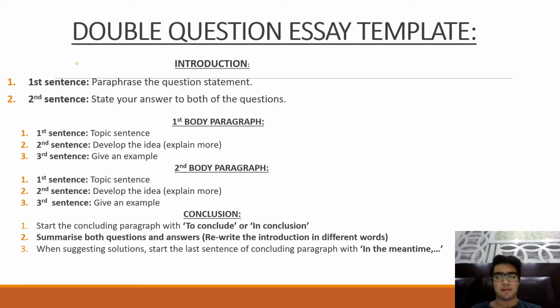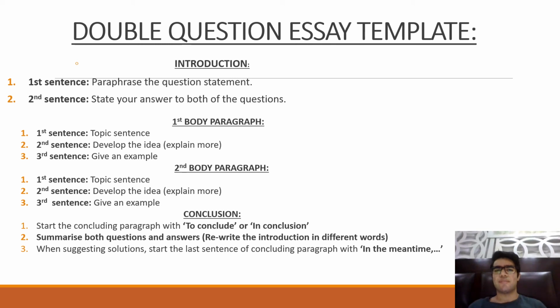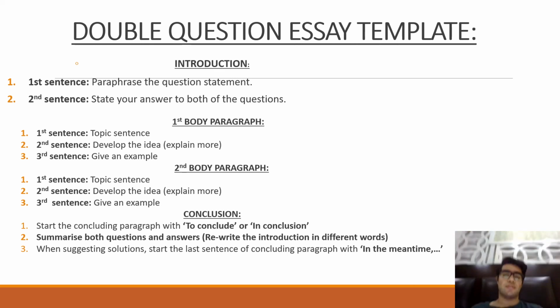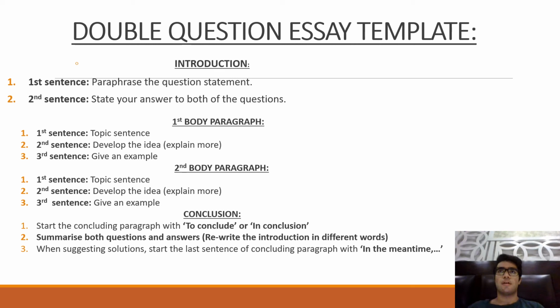And then in the second sentence you should just summarize both questions and answers. It's basically rewriting the introduction in different words. So you say in conclusion and then you summarize both the double questions and their answers. And if there's a problem and you have to suggest solutions in one of the questions, you start the sentence of that concluding paragraph with in the meantime, and then you put a comma. So you could say in the meantime governments should XXX. Government should do this, government should do that, so like that.